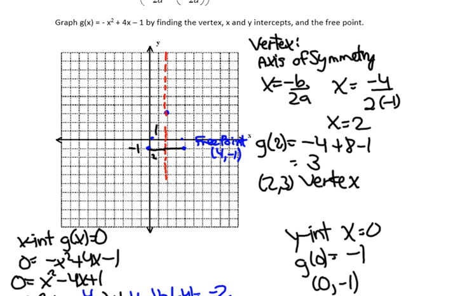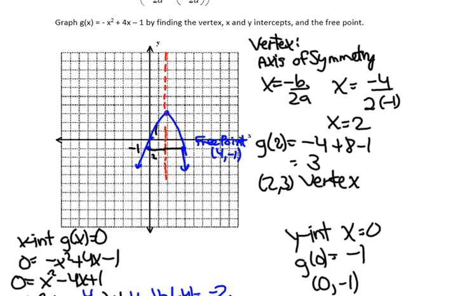Now that I have enough points, I can graph this. And again, that should be smooth, not pointed. Okay. There's my sketch for this function. Now again, this is exactly how I would teach this to my 051 class.